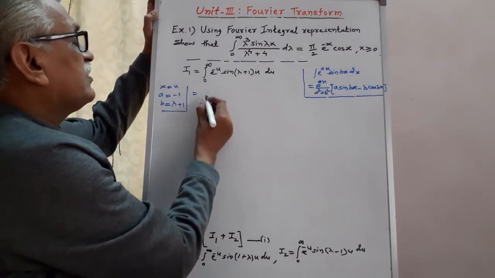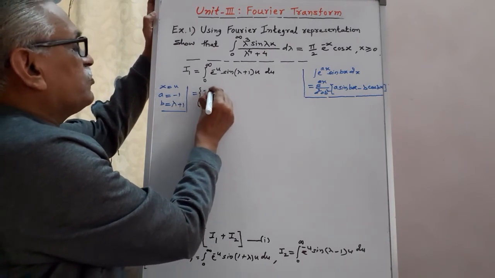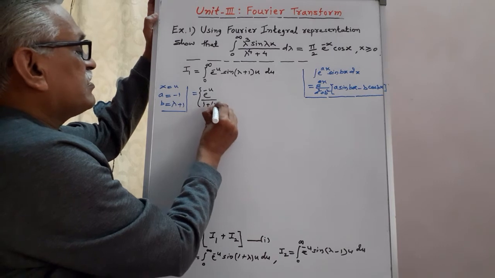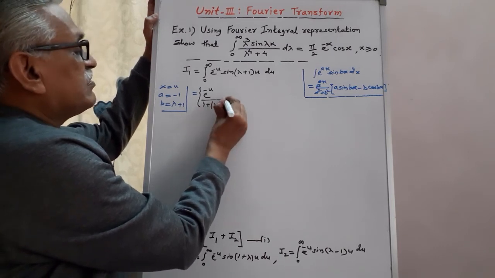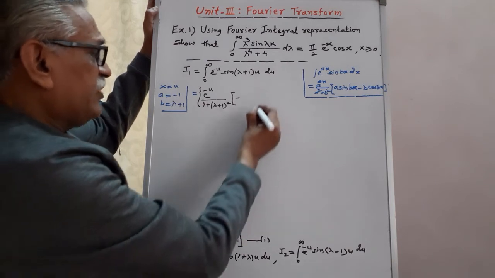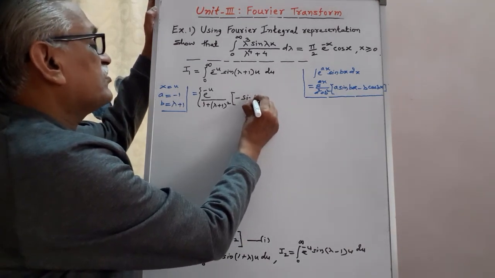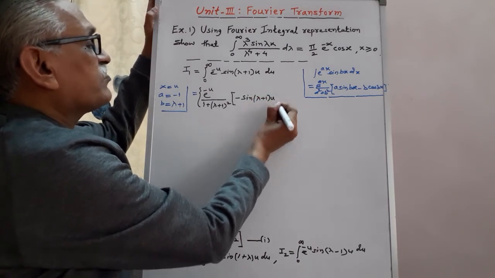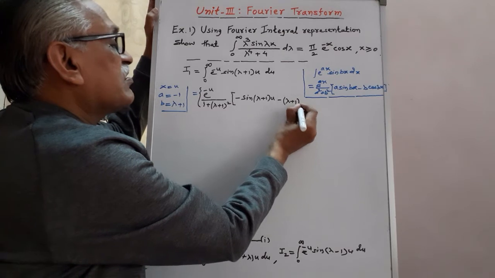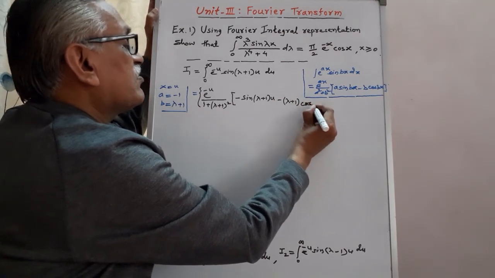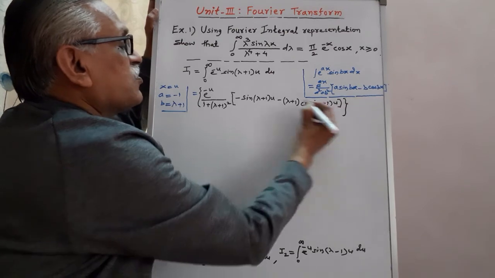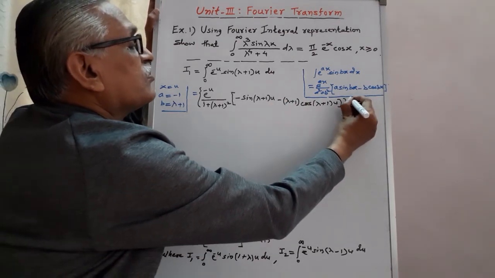The first term is e raised to ax, here it is e raised to minus u, divided by a square plus b square: minus 1 square is 1, plus lambda plus 1 whole square, multiplied by a sin bx minus b cos bx. Here a is minus 1 into sin of bx, sin of lambda plus 1 times u, minus b, b is lambda plus 1, into cos of bx, that means lambda plus 1 times u, bracket close, and limits from 0 to infinity.